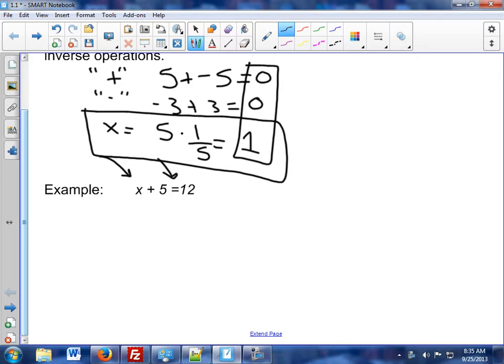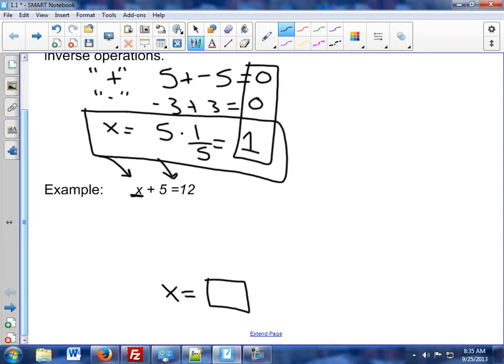Okay? Now, when it says balancing equation, it means whatever I do on this side of the equal sign, I have to do on this side of the equal sign. Okay? And I want to get this variable all by itself. Somewhere down here, I want it to be x equals something.